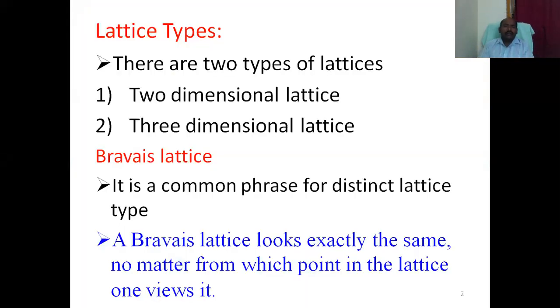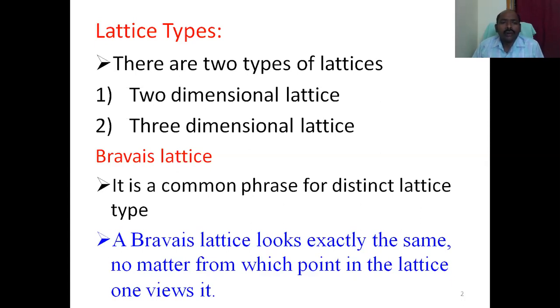So lattice types. There are two types of lattices: plane lattice, that is 2D lattice, and space lattice, that is three-dimensional lattice. In the first lecture we have seen how the lattice points are in 2D and 3D, and we have studied about unit cells and primitive unit cells.